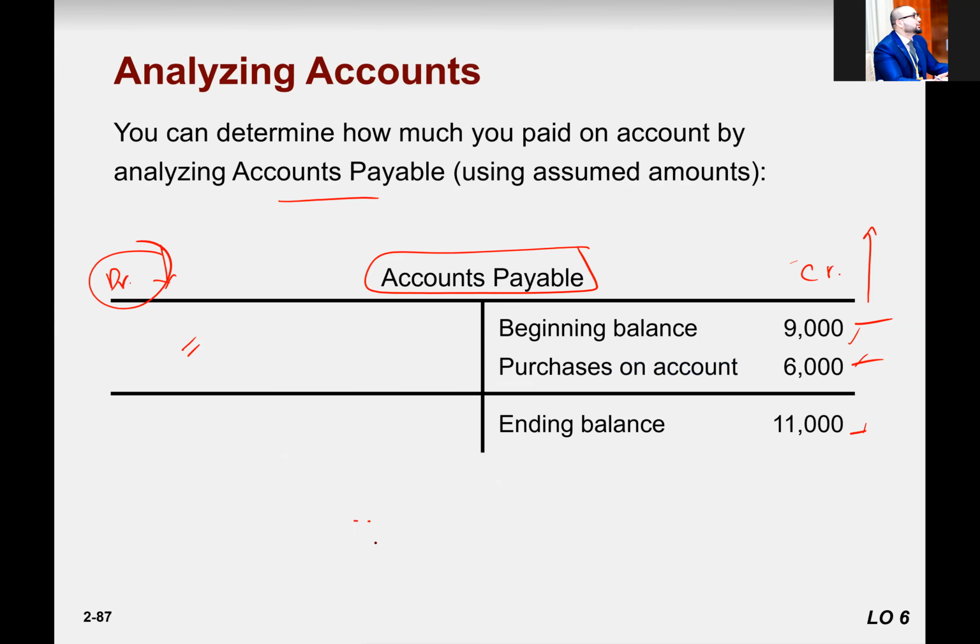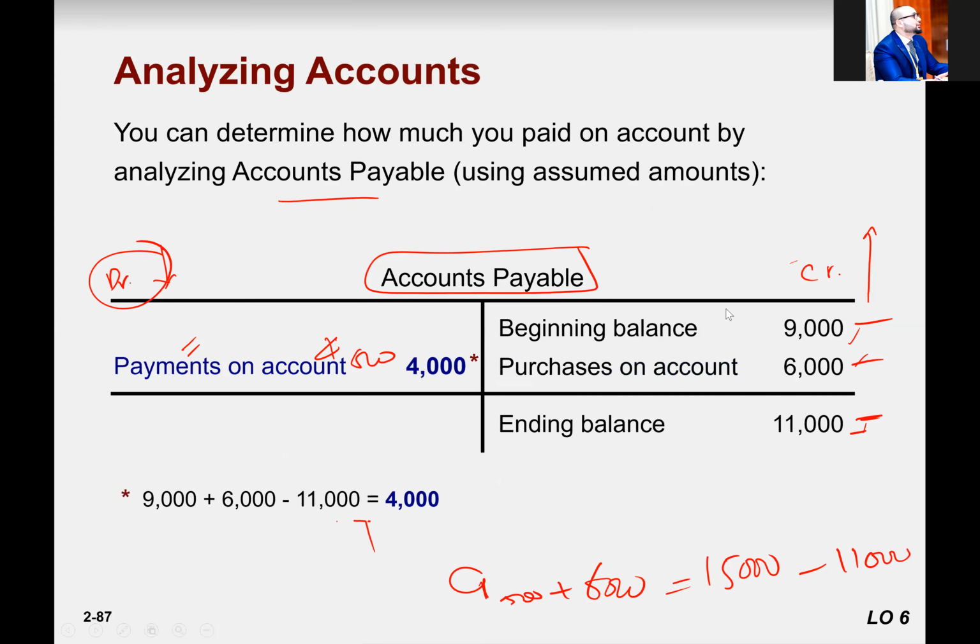So 9,000 plus 6,000, answer is 15,000. 15,000 minus 11,000, answer is 4,000 we paid to our suppliers. You can also find out. This is analyzing the account. If you are given any 3 values among the 4, you can extrapolate or find out the 4th one through a balancing figure as well, right?